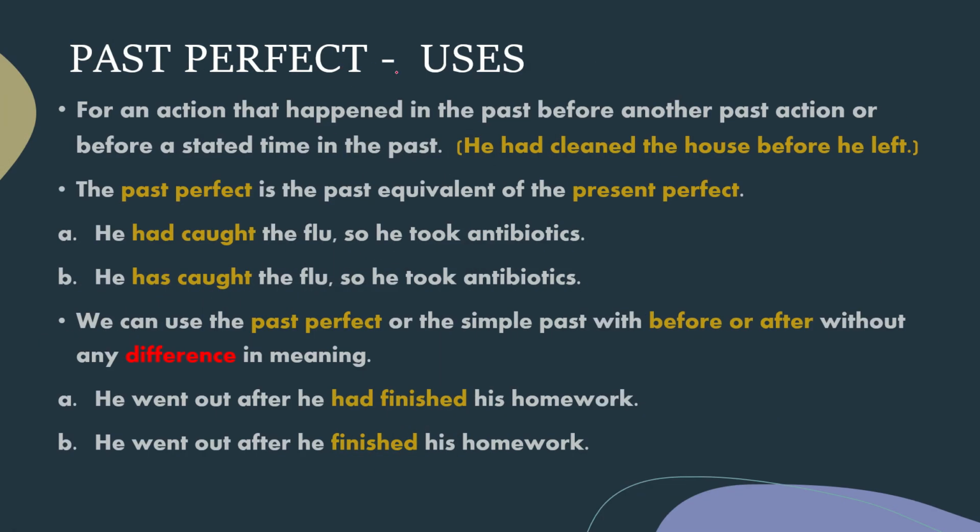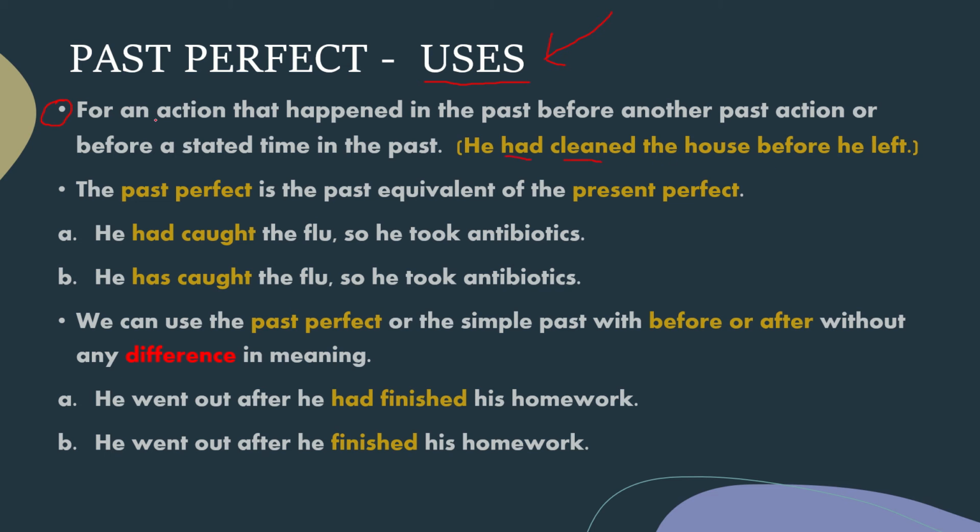Here, the uses of the past perfect. These might be the most important part. How do we use the past perfect? Number one, for an action that happened in the past before another past action or before a stated time in the past. For example, he had cleaned the house before he left. He had cleaned the house before he left.